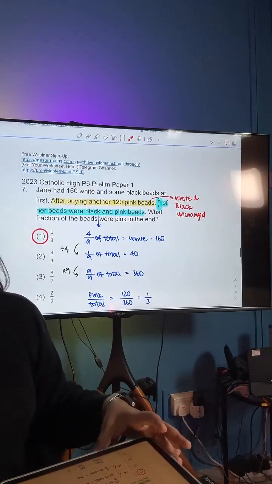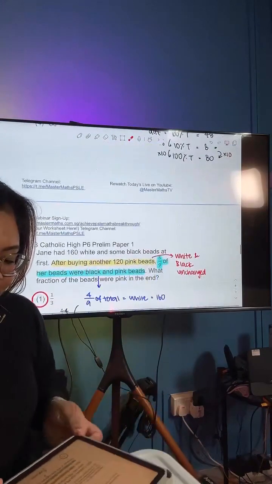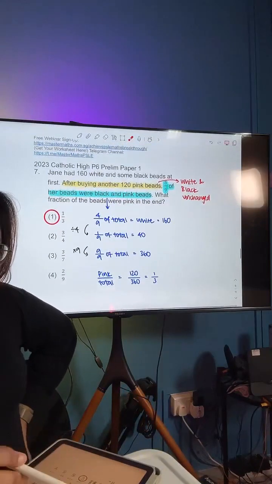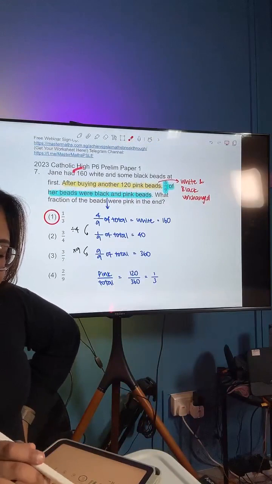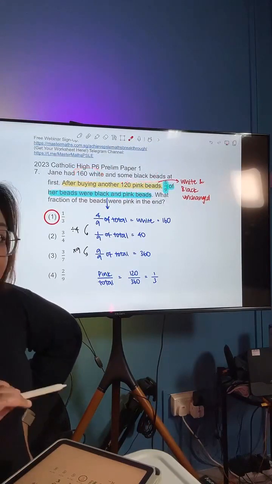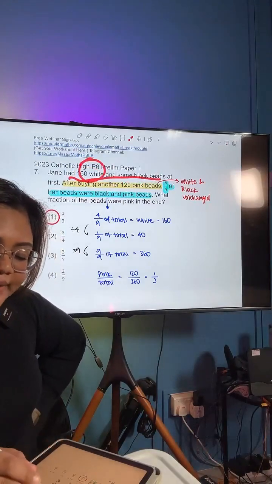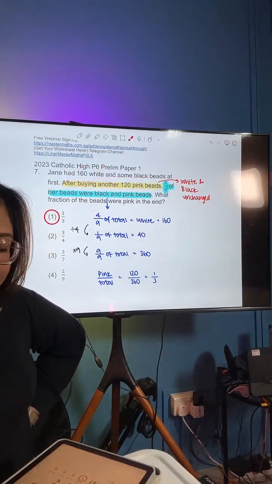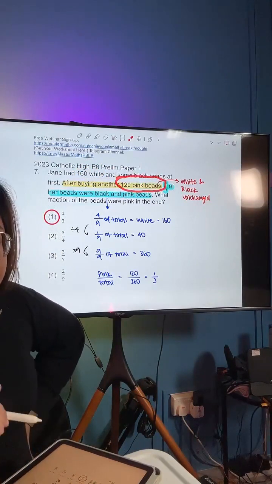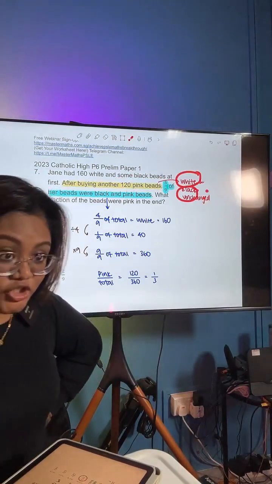Question 7 is on unchanged quantity. At first, Jane had 160 white and some black. I don't know how many black. No problem. I don't care. I just know that I have 160 white, some black. Okay, no problem. Keep that in mind. After buying another 120 pink, because I buy pink, white and black is unchanged.